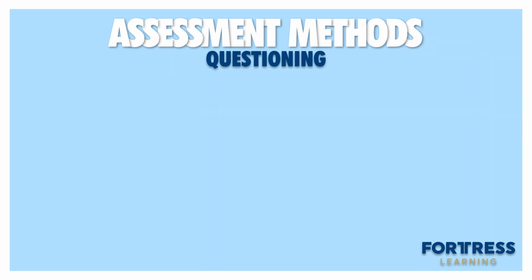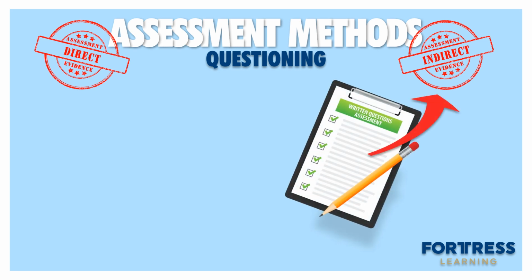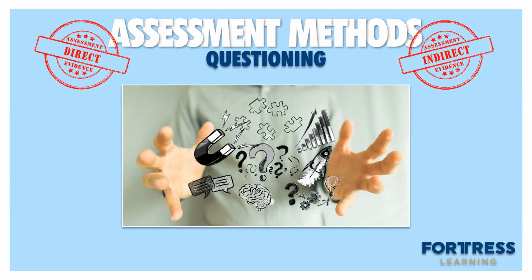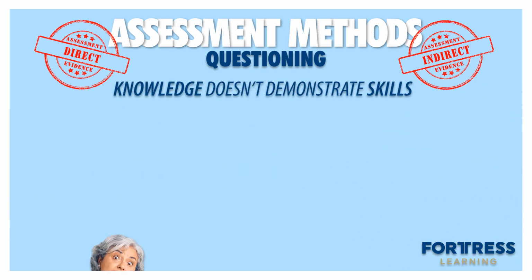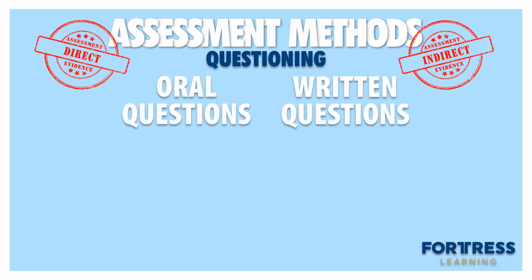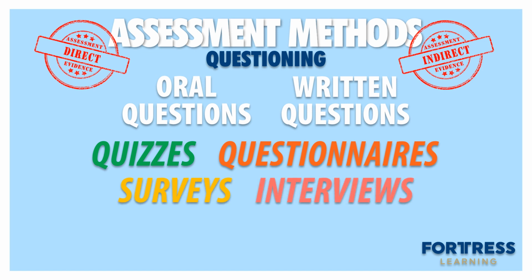Questioning is a method that can produce both indirect and direct evidence depending on whether the questions are written response or if they're asked orally by the assessor. This assessment method is best suited to the assessment of knowledge rather than skills. Now, this is because if someone simply answers a question or explains how to do something, it doesn't demonstrate their ability to physically perform the task. This assessment method can include written or oral questions in the form of quizzes, questionnaires, and may even include activities such as surveys or interviews.